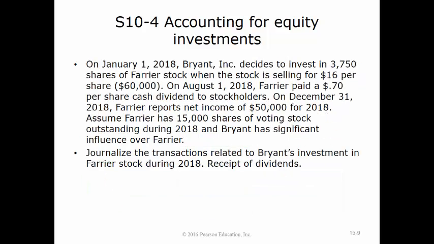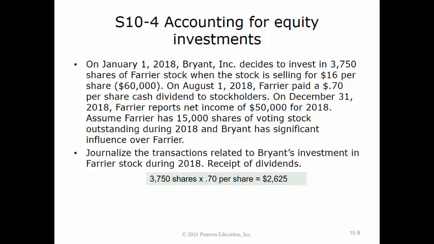To record the receipt of the Farrier dividends by Bryant, we first calculate the amount received, $2,625, by multiplying the 70-cent per share dividend by the 3,750 shares owned by Bryant.